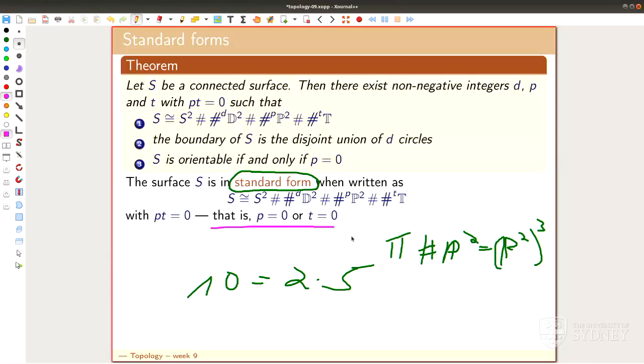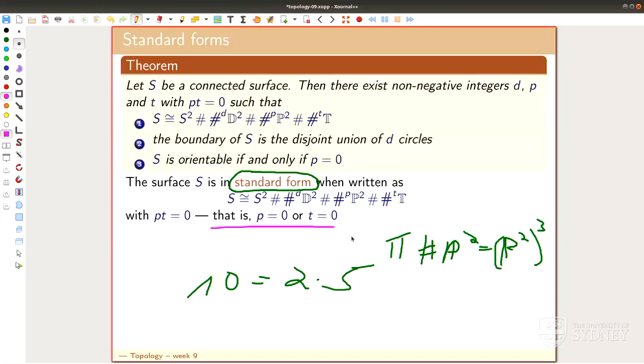And this is really important because this is the outcome of the whole classification. We can now check whether 2 surfaces are the same by writing down the standard form. If they have the same standard form, they are the same. This is an if and only if. They are the same if and only if they have the same standard form. Standard form is really my favorite equation here, where either T or P is 0. And the last point tells you exactly when P is 0, namely if and only if it's orientable.